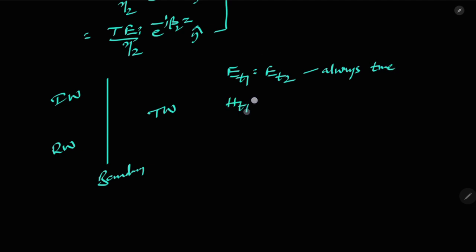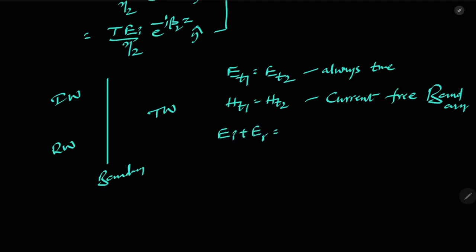But Ht1 is equal to Ht2 I can write whenever the boundary does not have current, that means a current-free boundary. We'll assume this one. Then Ht1 is equal to Ht2. Now we are going to apply this. From Et1 is equal to Et2: in medium 1 we have two electric fields and two magnetic fields. That is nothing but Ei plus Er we have to take in medium 1, according to this expression I am writing.